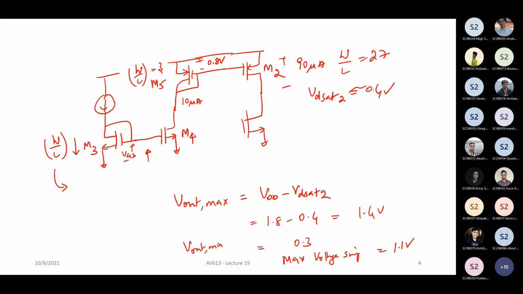All right. Now, on the other hand, if you take this W by L ratio to be something like, let's say 10 or 15, right? And let us say this VSG comes down to some 0.5 something, right? Now your VD sat will now come to some 0.2 volt or something like that, right? In that case, what will happen? This will be 1.6 volt, okay? And then you'll get something like 1.3 volt or something like that, right? So these are the trade-offs that you have.